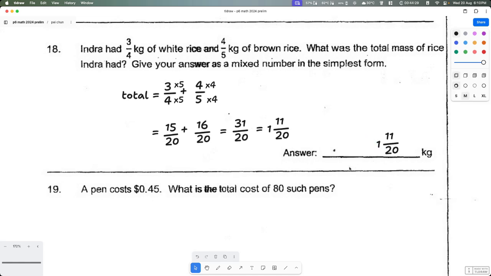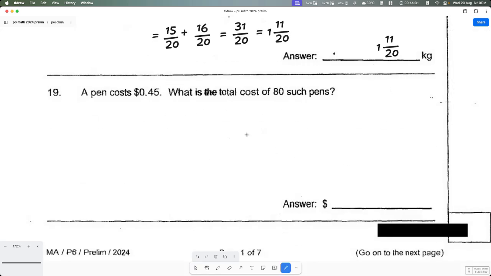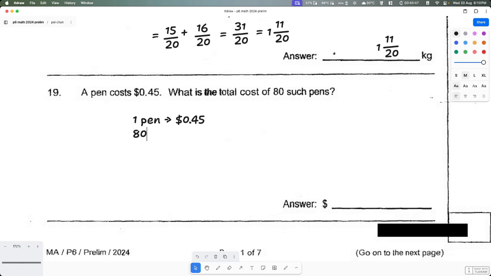Question number 19. So a pen costs 45 cents. What is the total cost of 80 such pens? Okay, so one pen is equal to $0.45. So I'll just do 80 pens is equal to 80 times 0.45. Okay, so we can just multiply 45 times 8 instead.